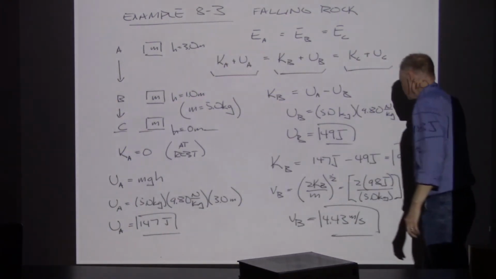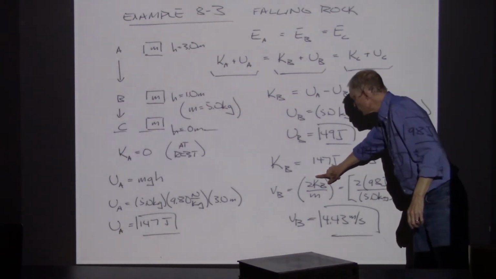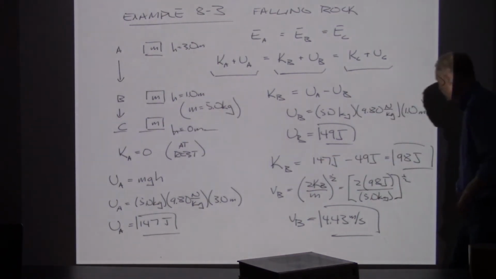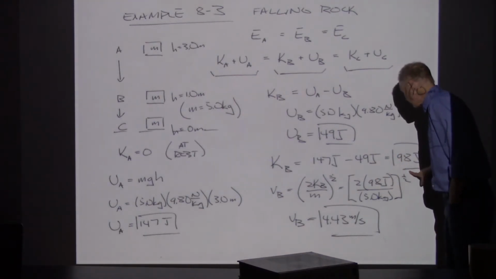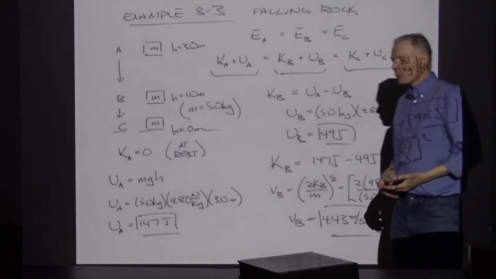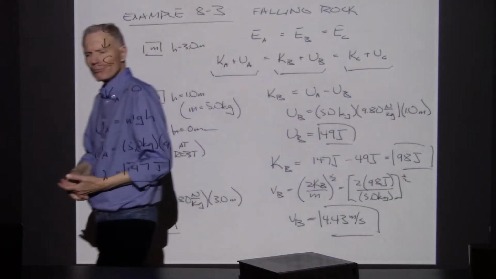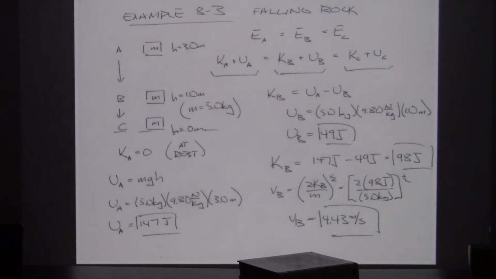It's 98 joules. Plugging that into the velocity formula, which says the square root of 2 times the kinetic energy over the mass, it's going to be going 4.43 meters per second. Okay, so that's using energy techniques to calculate how fast this thing will be traveling.